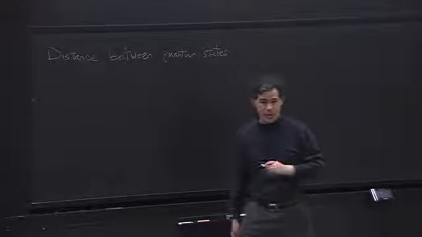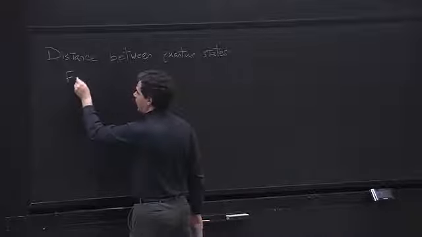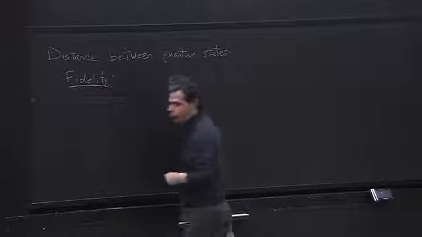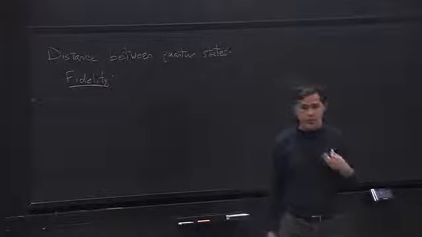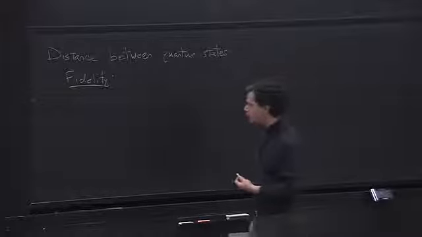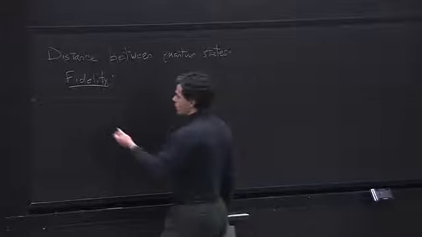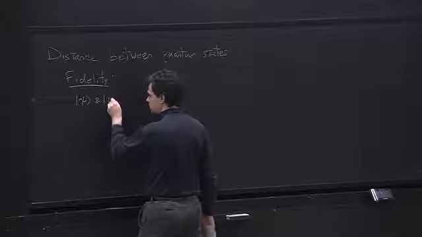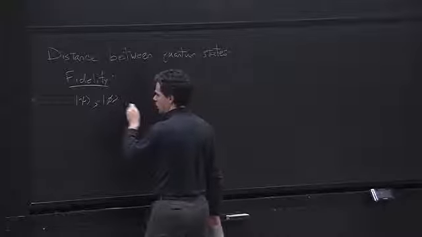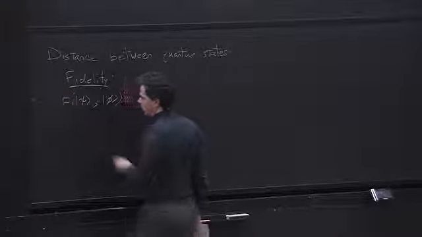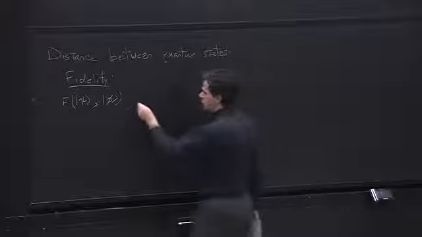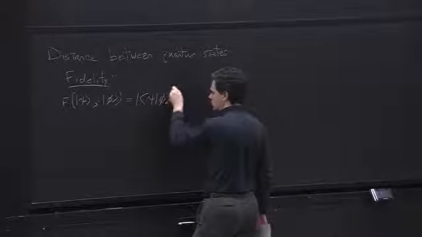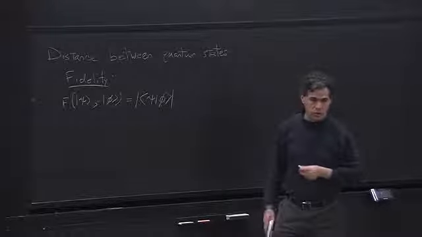So let me first talk about the fidelity. The fidelity for two pure states is the obvious thing, the first thing that you probably think about: it's basically the inner product. So if we have two pure states, psi and phi, then the fidelity between psi and phi is the absolute value of the inner product.